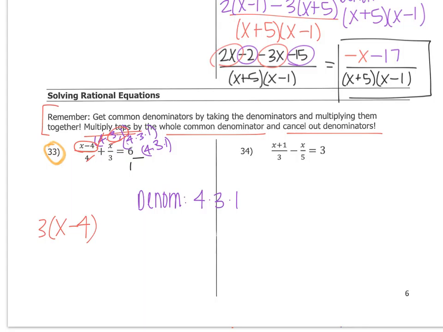In the next one, the 3 in the denominator cancels with the 3 in the numerator. So now we have 4 times 1 times x. That's plus 4x. And on the right-hand side, we have the 1's canceling. So now we have 6 times 4 times 3. 6 times 4 is 24, times 3 more is 72. So from here, we're solving equations just like normal.